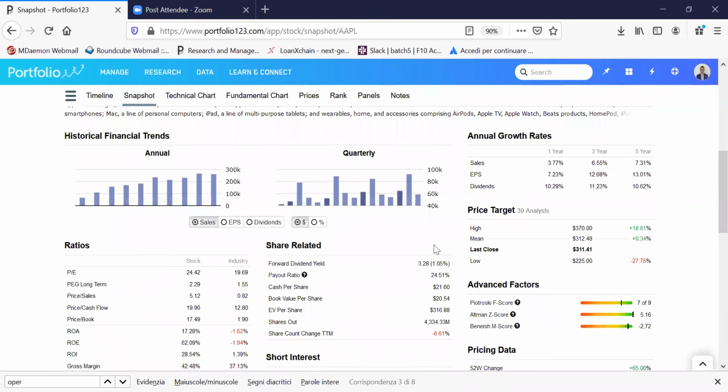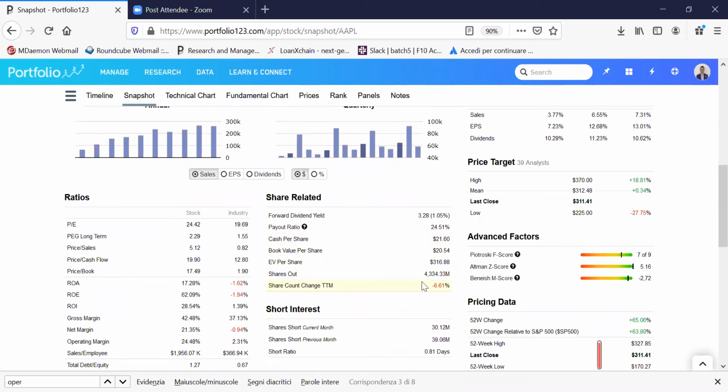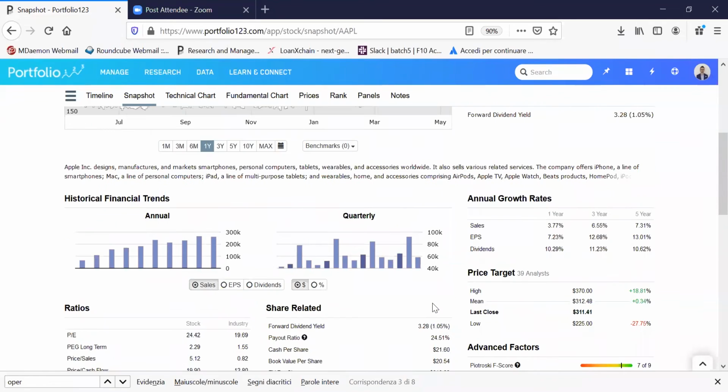Right. So we started with shareholder yield. If you are looking at how much the company is paying you, don't look only at dividend yield, but also at buyback yield, which is the negative of this number, which is positive. So it's 6.6 plus 1, around 7.6%.